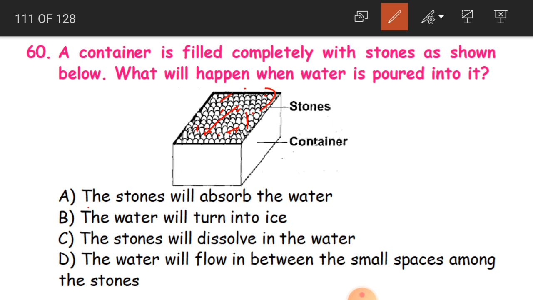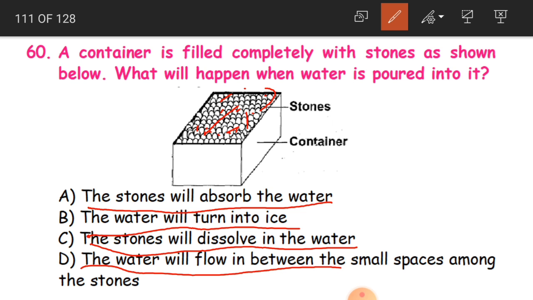So what will happen? The stones will absorb the water, the water will turn into ice, the stones will dissolve in the water, or the water will flow in between the small spaces among the stones. D is the option: the water is going to flow in between the small spaces. You will have small spaces, so water is going to take that place, it is going to occupy that place among the stones.